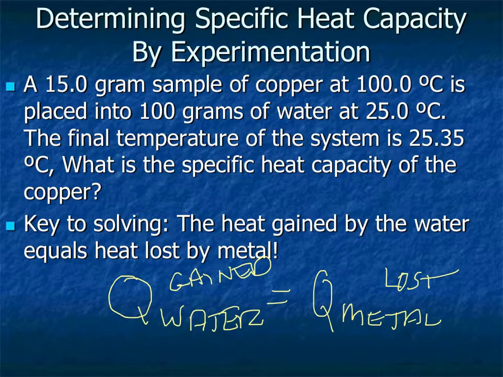Then the two must be equal, right? Because we can't create or destroy energy. So the heat gained by the water must equal the heat lost by the metal, because those are the only two things in the system, right? We have that sample. So knowing that, let's set up this problem and try to understand what we're doing here.